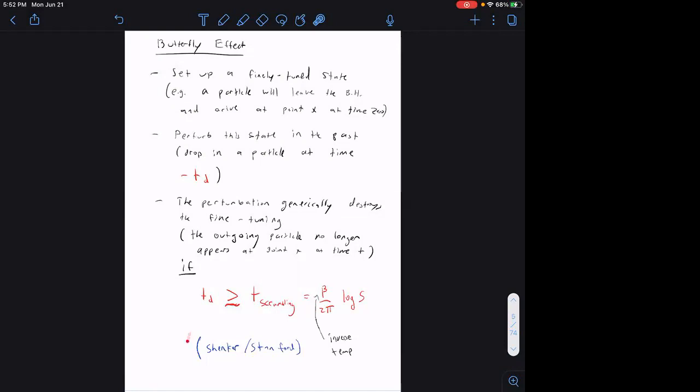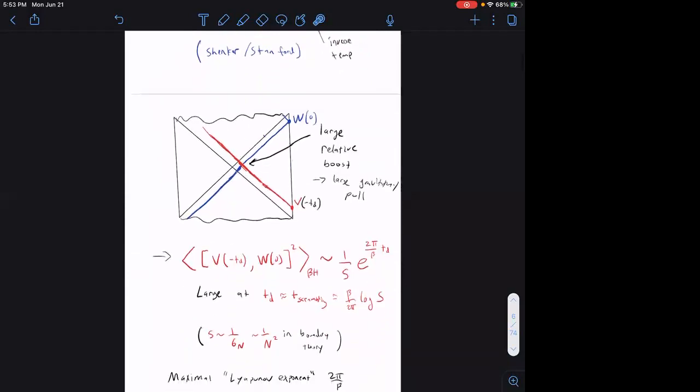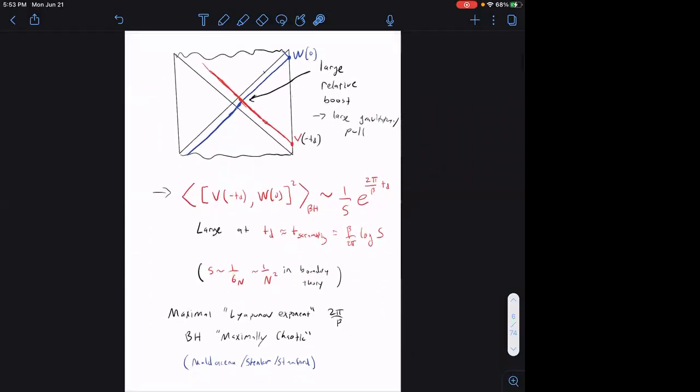So this is studied by Shenker and Stanford in the black hole context, where they found this formula for the scrambling time. And in that case, there's a simple picture of what this butterfly effect is describing in gravity. So here the fine tuning is that we set up a state where a blue particle W is supposed to hit the boundary. It's supposed to leave the eternal black hole and reach the boundary at time 0. However, if we go back into the past and act with V, which creates this red particle, V will fall into the black hole and meet W.